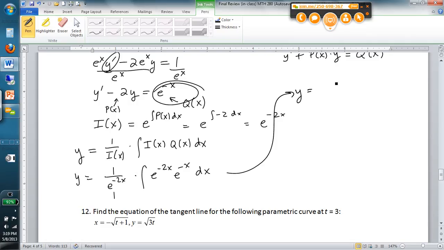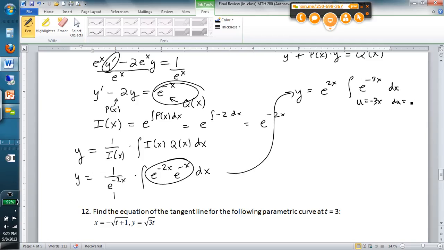So that's y equals e to the minus 2x, is just e to the 2x, isn't it? And the integral is e to the minus 3x because I can just combine, you get different things there, but you've got to roll with whatever you got. But in this case, e to the minus 2x times e to the minus x is e to the minus 3x. So that's going to be a nice little integral, isn't it? U substitution.